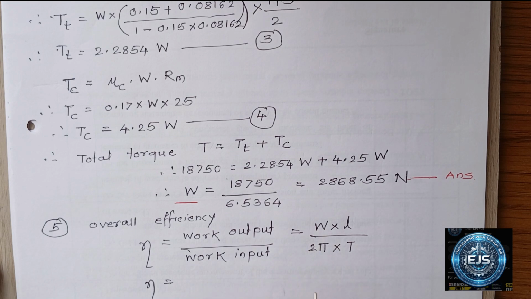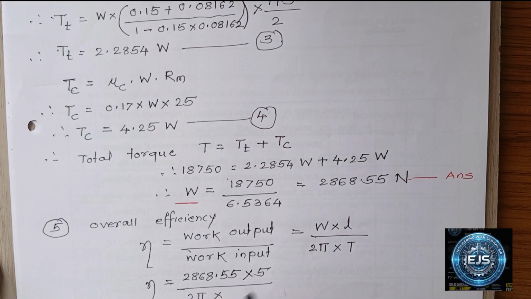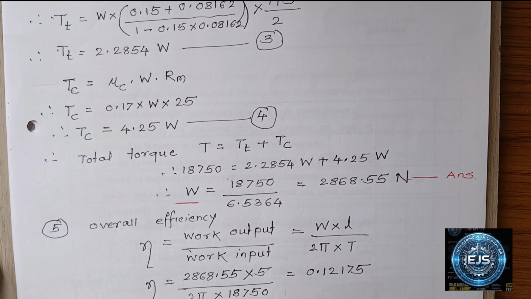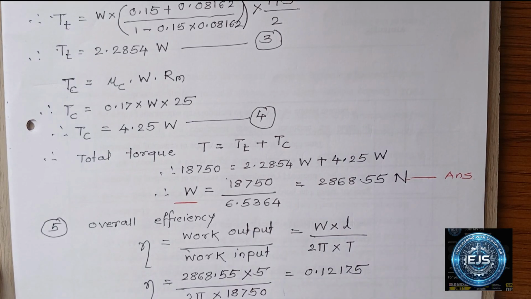W is the clamping force, not the axial load. So it is 2868.55 Newton multiplied by L, where L is the distance through which this force is applied, that is L equal to 5 mm, divided by 2 pi into total torque T. The total torque applied at the handle is 18,750. So this comes out to 0.12175, that means 12.17%. So the overall efficiency is 12.17%. This is our second answer for this problem.